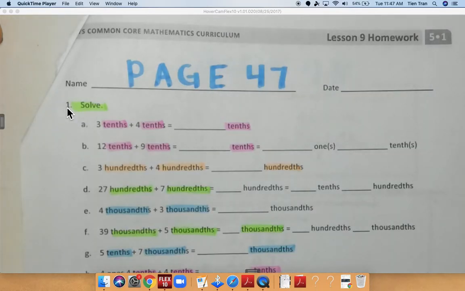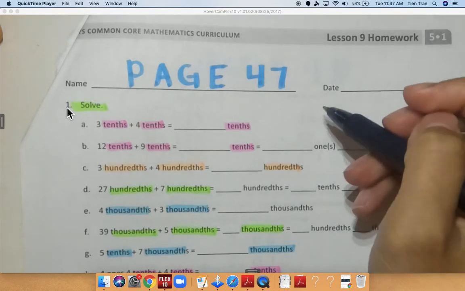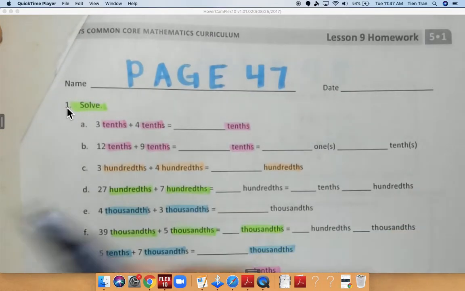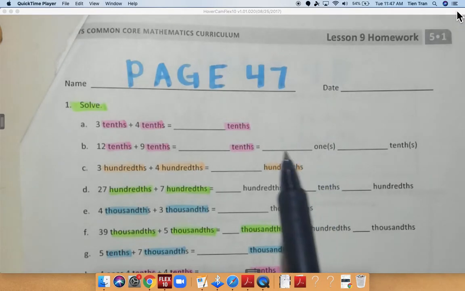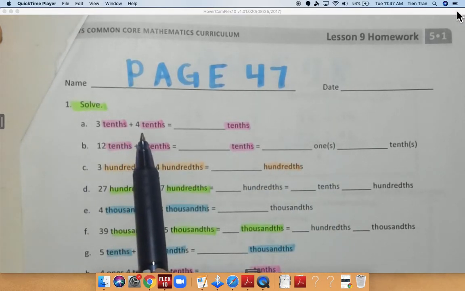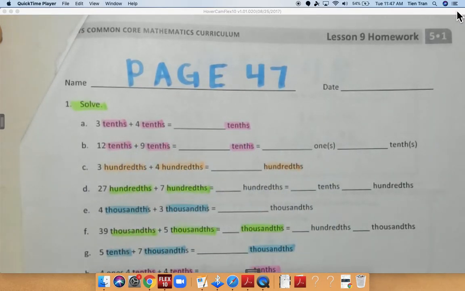We are on lesson 9, homework, page 47. Make sure you are turning to the correct page, page 47. So right here, what we have is they asked us to solve these problems. So we have for problem A, 3/10 plus 4/10 is equal to how many tenths?